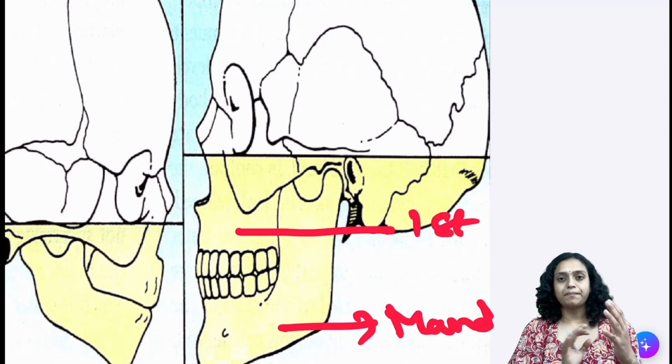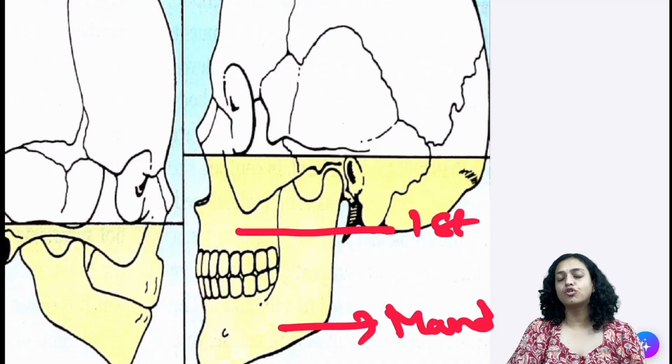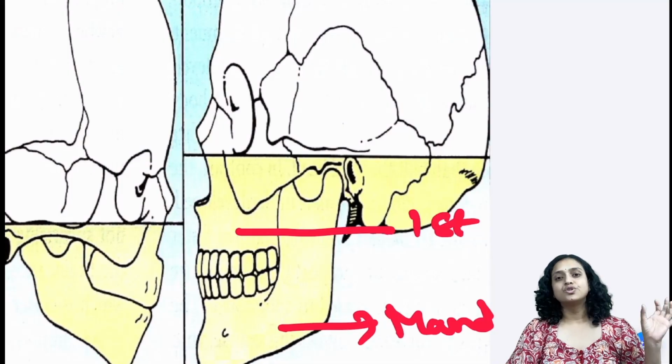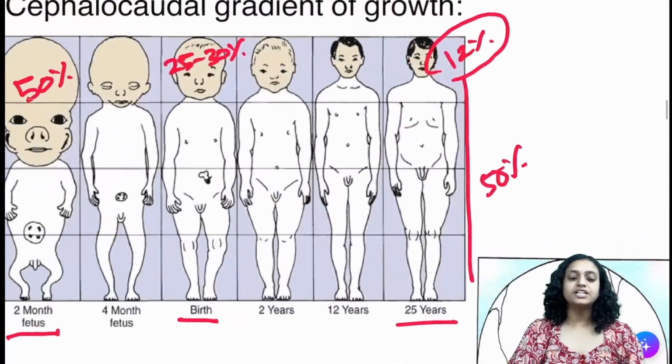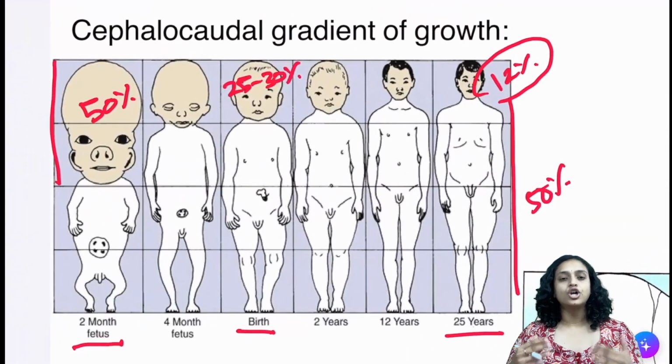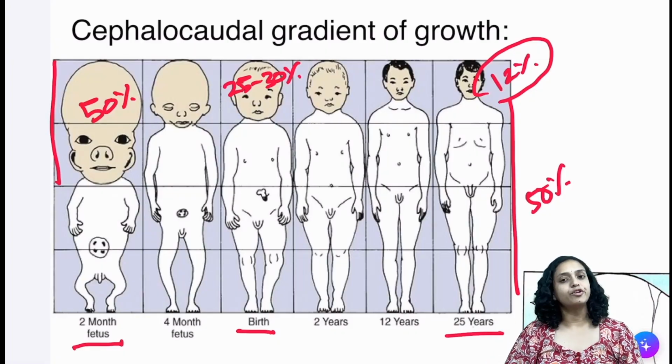This pattern is important, like I said, because of the cephalocaudal gradient of growth. The takeaway from this class is that any structure that is near your head grows faster and completes its growth earlier. So treatment of the maxilla must be done first, followed by the treatment of the mandible.